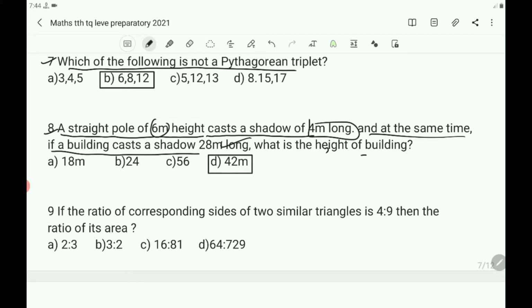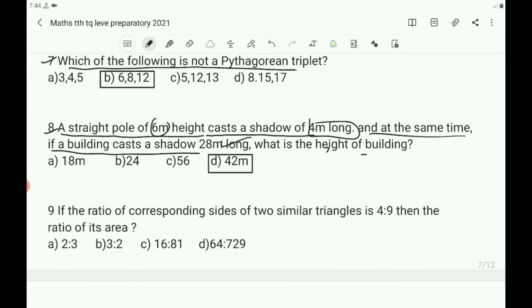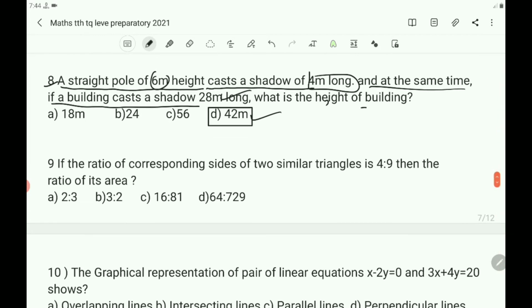Here you have to use the property of similar triangles. You must prove that they are similar triangles as they are equiangular, because they are perpendicular to the ground and also they are parallel, which means you will get the 90 degree angles which are equal and also the corresponding angles which are equal and the common angle, and that makes them equiangular triangles. Hence their sides are in the same proportion. By using that property you will get the answer D.